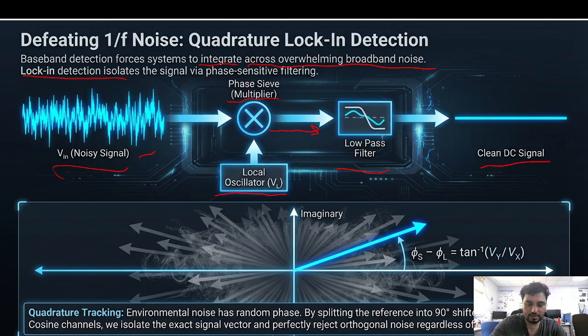Then we have already discussed this quadrature tracking equation in the previous slides, where quadrature tracking is nothing but this: environmental noise has random phase. By splitting the reference into a 90-degree shifted sine and cosine channel, we isolate the exact signal vector and perfectly reject orthogonal noise regardless of phase drift. So this is also possible.